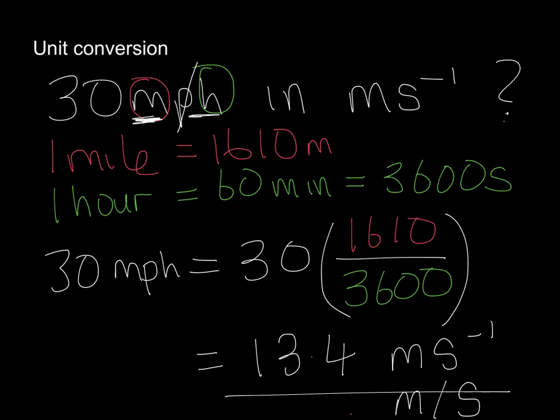So summary, the trick is wherever we saw the symbol for mile, substitute 1,610 meters. Wherever we see the symbol for hour, substitute 3,600 seconds.